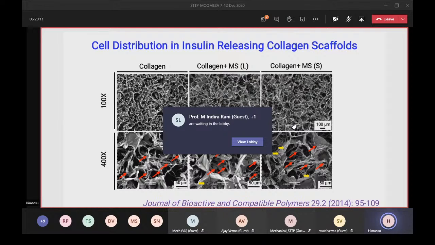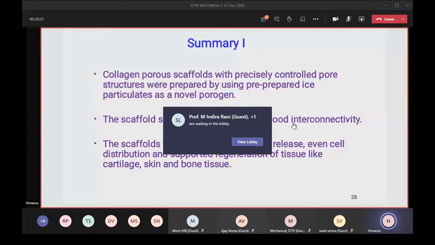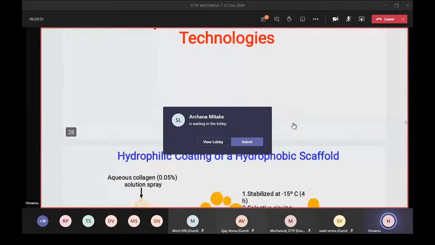This summary is: collagen porous scaffolds with precisely controlled pore structures were prepared using pre-prepared ice particulates. You can see the different porosity and pore interconnectivity could be optimized for different tissue engineering. Initially I showed you cartilage, then skin, and now I will show the bones. So let us consider bone tissue engineering.